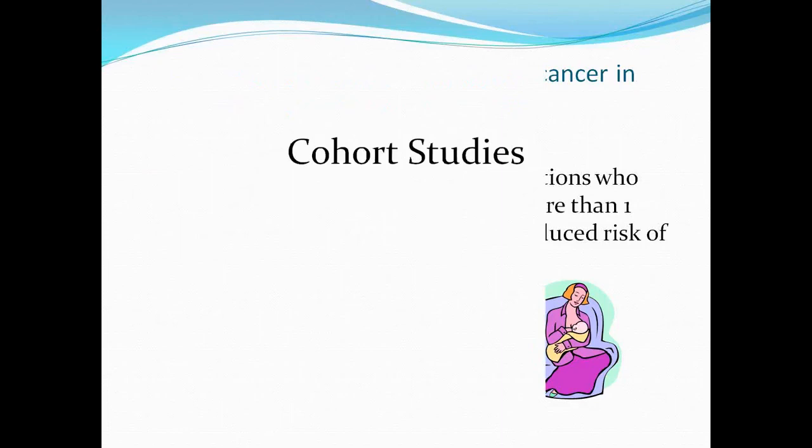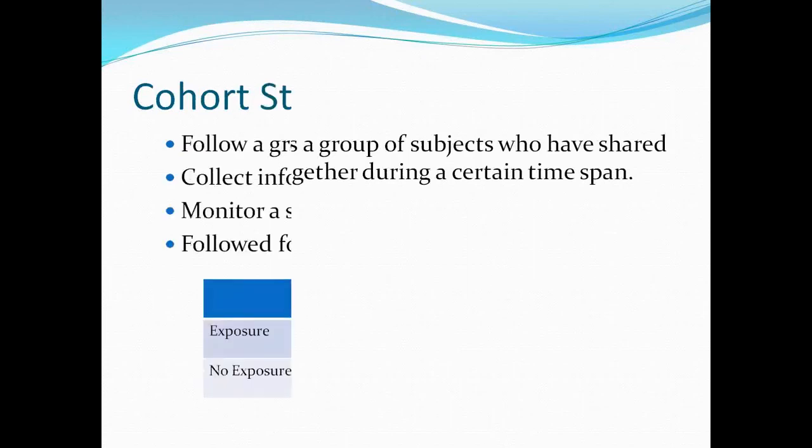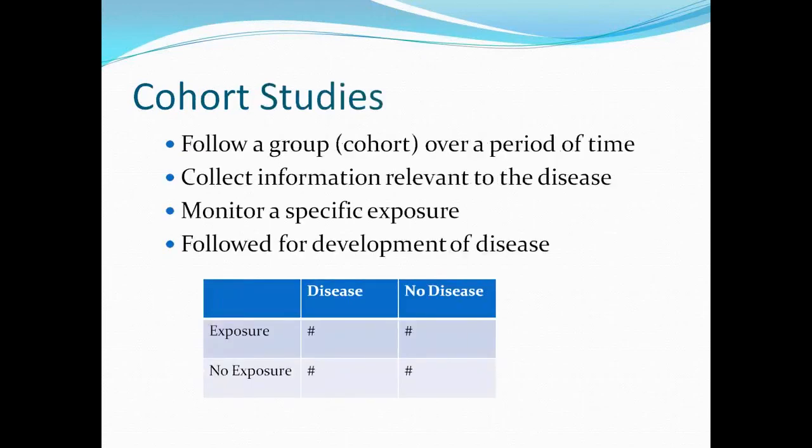So the second type of study I mentioned is a cohort study. And a cohort is a group of subjects who have shared an event together during a certain time span. So in cohort studies, researchers follow a group or a cohort over a period of time. They collect information relevant to the disease. They monitor the group for a specific exposure, and then they follow them for the development of the disease.